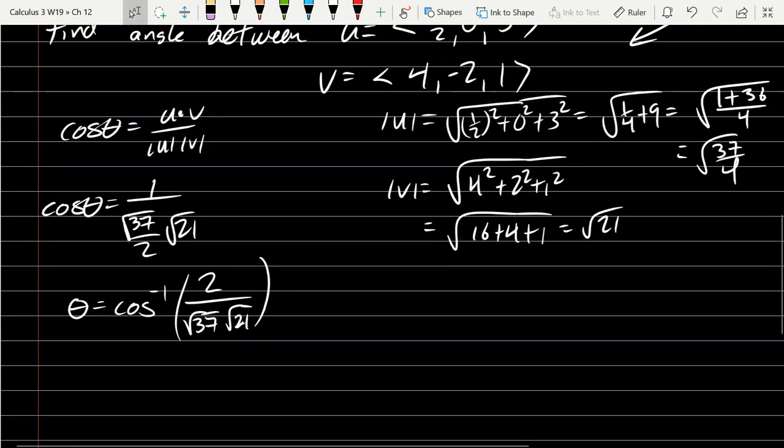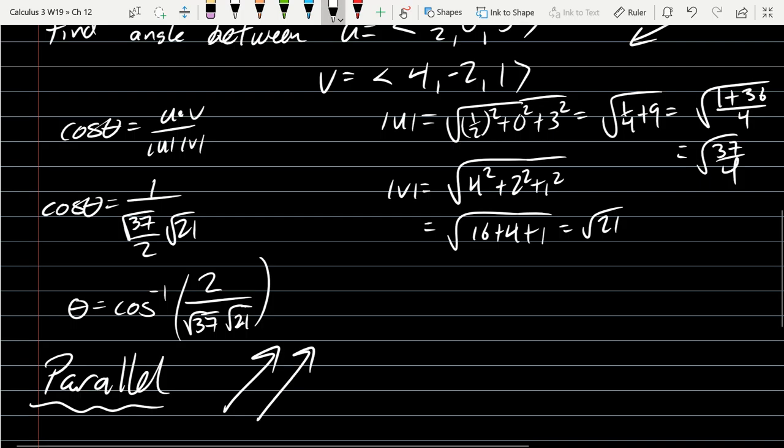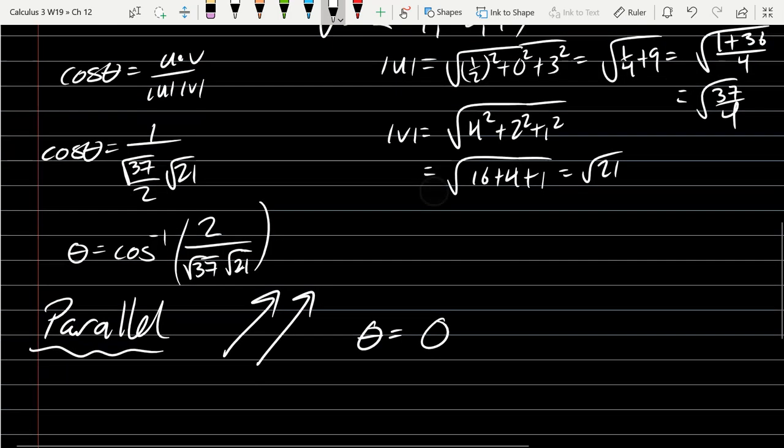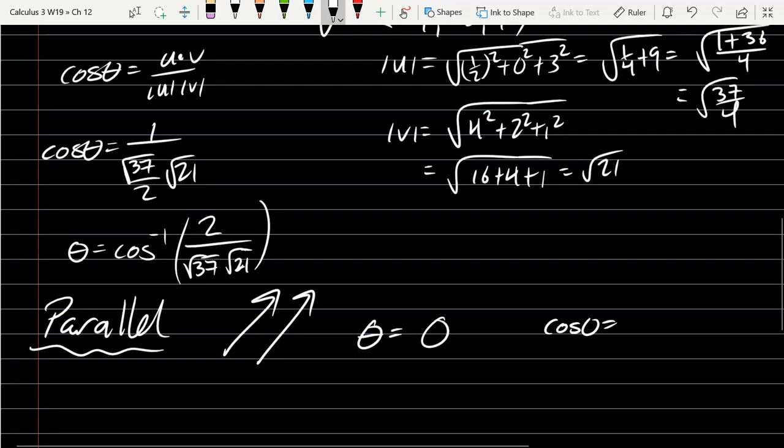So we already looked at parallel. So let's think about parallel and anti-parallel with our angle, and then we're going to look at perpendicular with our angle. So parallel meant they point the same direction. What would our angle be if we had parallel? So we have 0 if we're parallel. And cosine of 0 is 1. So u dot v.